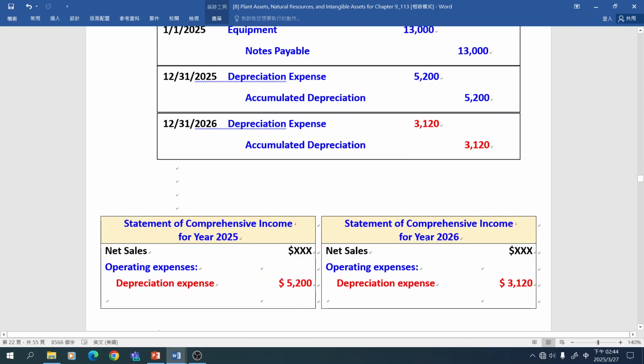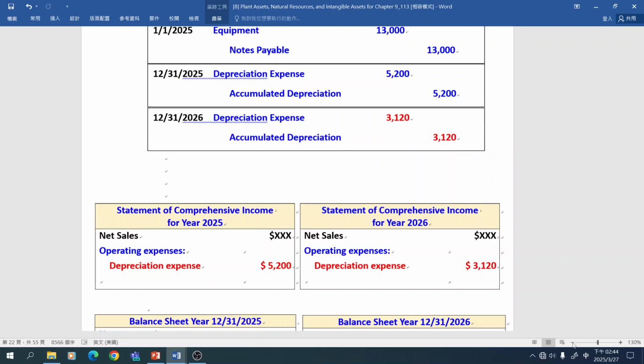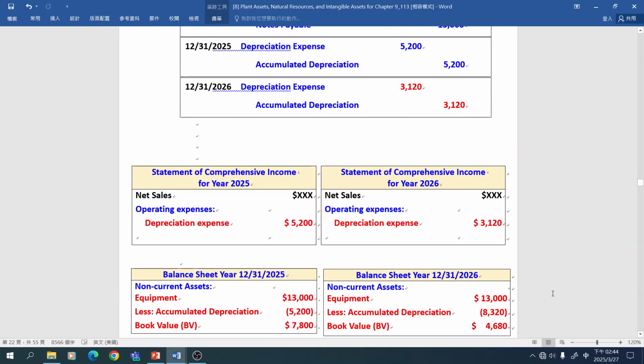Okay, after we got the numbers, then prepare your two financial statements. Statement of comprehensive income is only for one year's number. Balance sheet, the numbers are accumulated. So don't forget, you should find out the number for your second year. $8,320. How to get it? First year plus second year. First year, 5,200. Second year, 3,120.